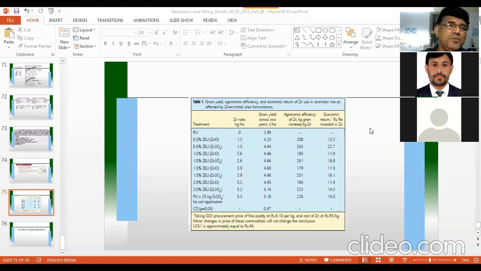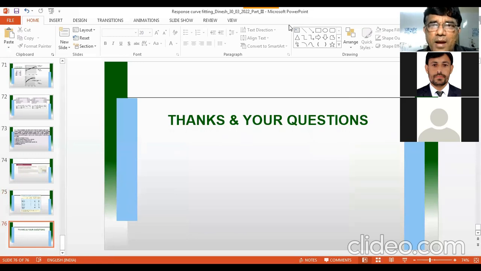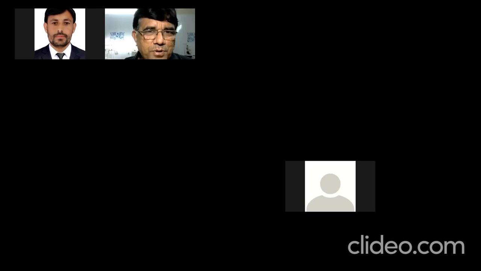Similarly, for the next data, you can calculate these agronomic efficiencies, and you can see the economic return, rupees per rupee invested in zinc. This is very partial economics, but it can give you some idea of how we can calculate this kind of economics, and this will add some value to your thesis and your research paper. Because of this data, this paper was published. So anyway, this ends the discussion here, and your questions are welcome. And I can also stop the recording.